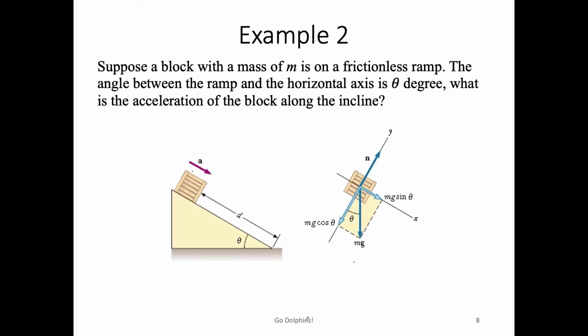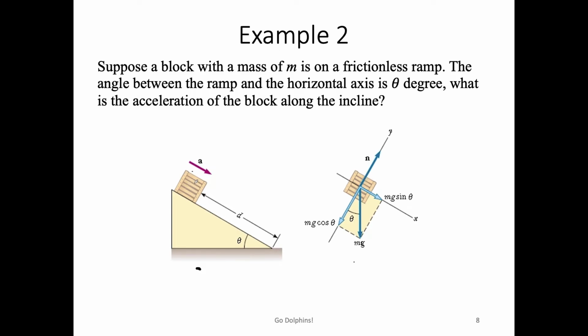Now example 2. Now we have a ramp, and the ramp has an angle theta with respect to the horizontal direction. We have a mass m just sliding down, and there's no friction. We want to find out in such a case what is the acceleration of the block along the incline. So that's the situation, and we draw a free body diagram for the object m.